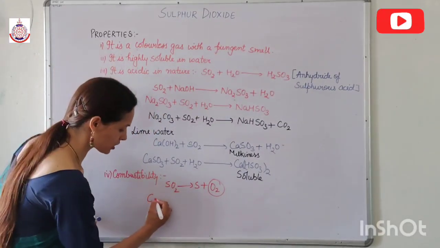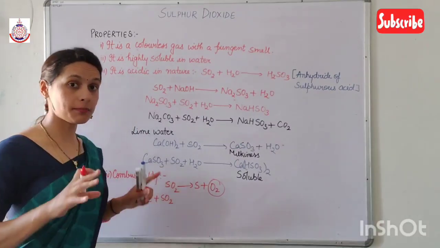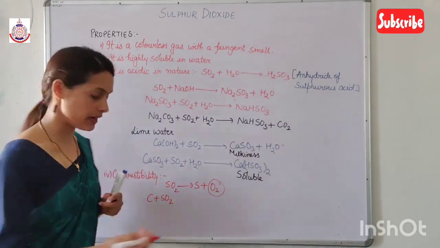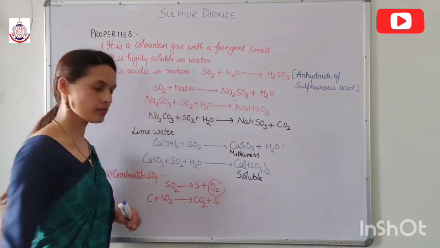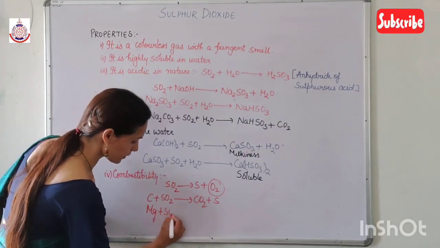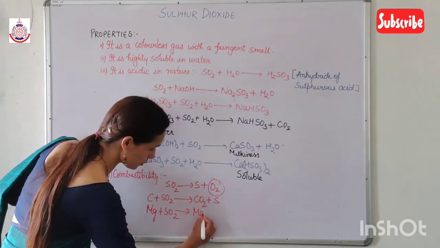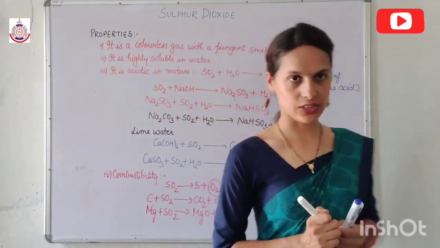Whenever the reaction occurs at high energy, it results in the decomposition of sulfur dioxide into sulfur and oxygen, and this oxygen helps in the combustion. Therefore, we write the reaction C plus SO2. That is not simple carbon, that is heated carbon. Heated carbon plus SO2 gives CO2 plus S. Similarly, heated magnesium reacts with SO2 to form MgO plus S, and a similar reaction occurs with potassium.